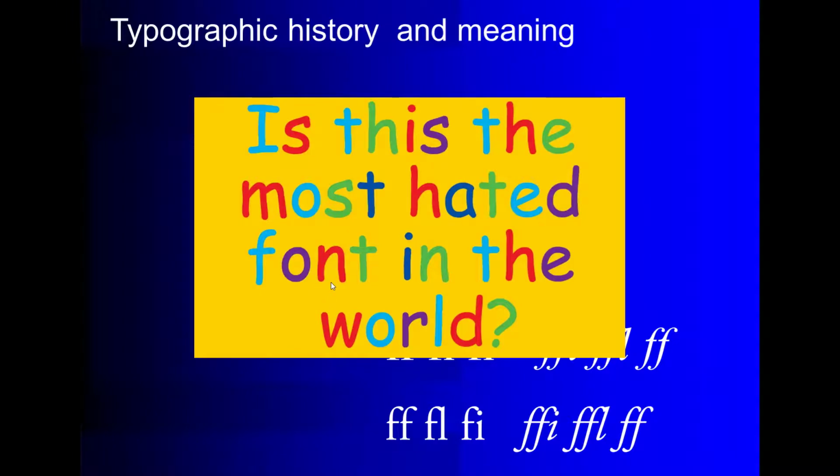This is probably the most hated font in the world, or typeface. This is Comic Sans, which was designed for a bunch of different things, but mainly as a fun typeface that mimics children's handwriting. It's not a serious typeface to house any type of serious message. By the way, plenty of people have said it's easier to read. It's not easier to read.